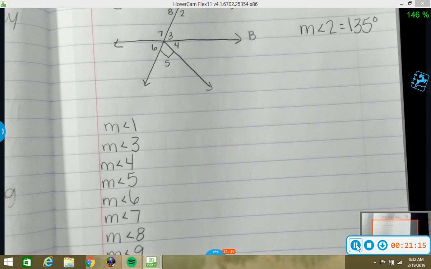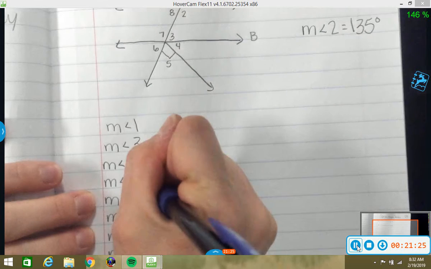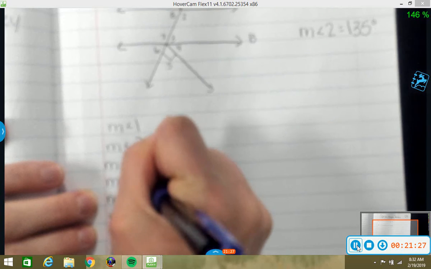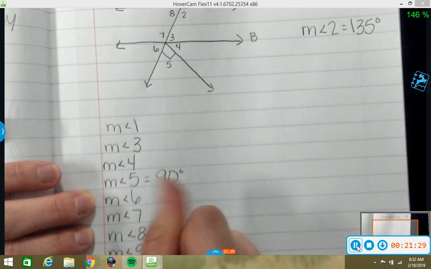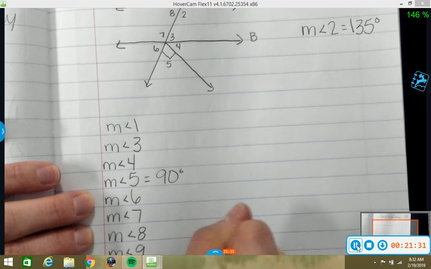So before we start doing any of this, let's talk about, there's 2 up there that we already know the angle measure for because they told us what they were, right? 5 and 10. What did they tell us 5 and 10 were? Right angles. And how many degrees is in a right angle? 90. 90 degrees.